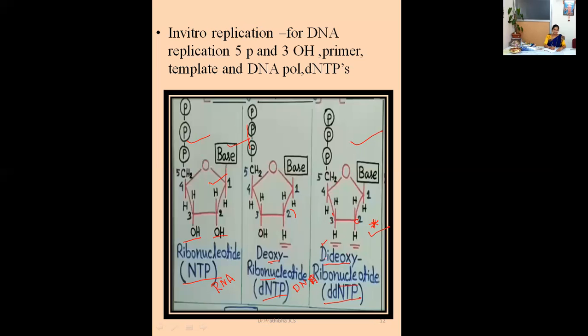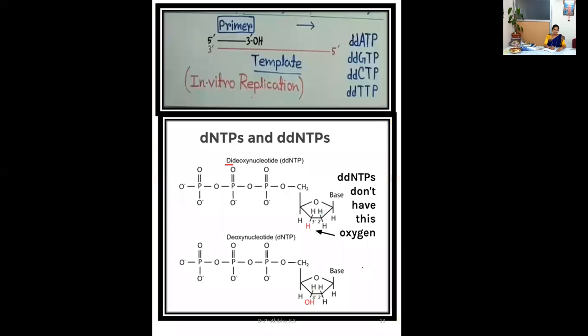By using this modified ddNTP, we are doing this particular Sanger's method of DNA sequencing. So this method can also be known as the dideoxy method of DNA sequencing. So what is the full form of ddNTP? Dideoxynucleoside triphosphate. So this is the principle behind this particular DNA sequencing method.